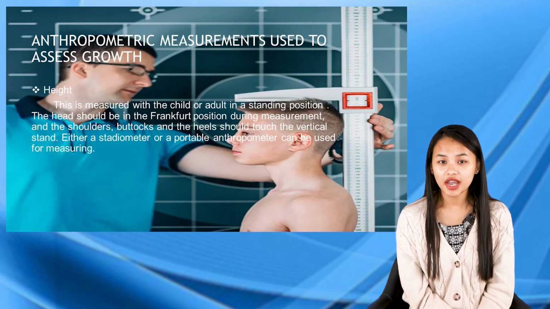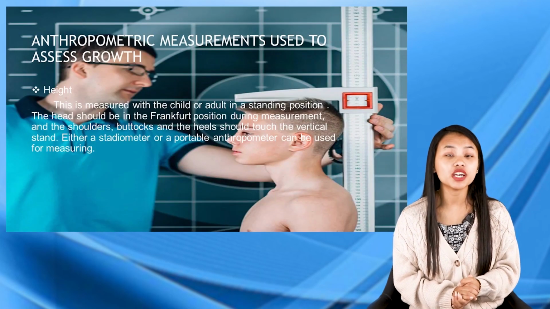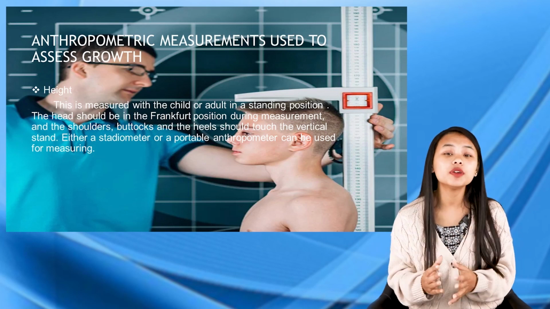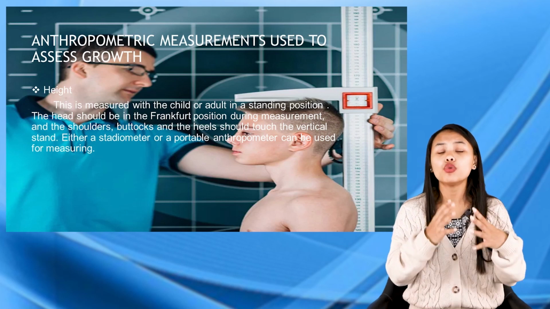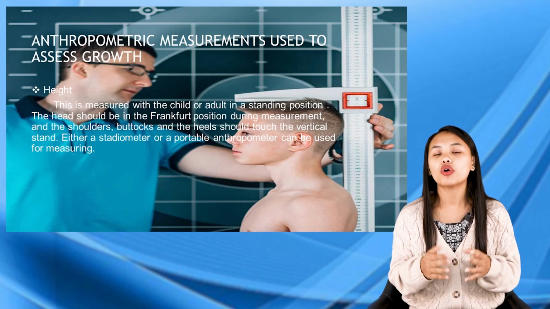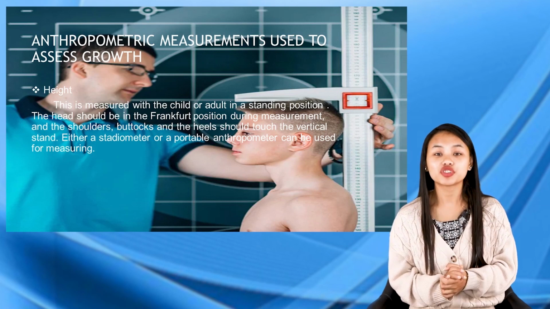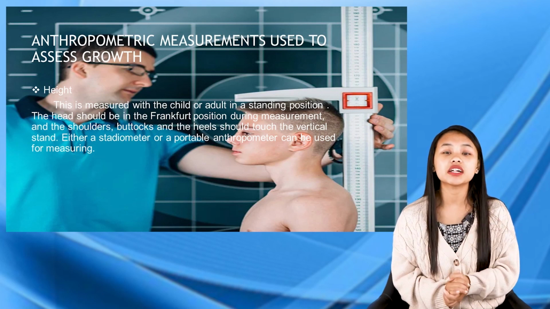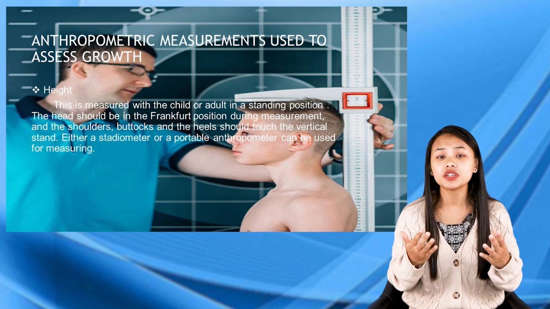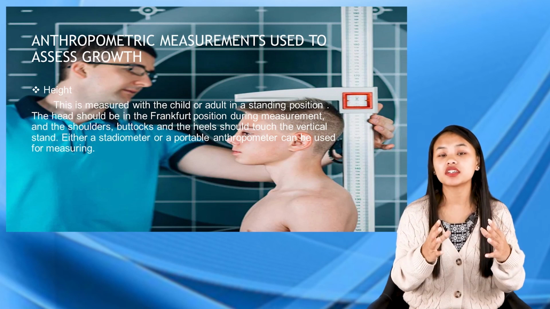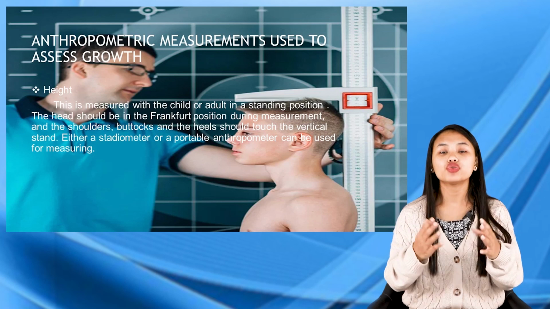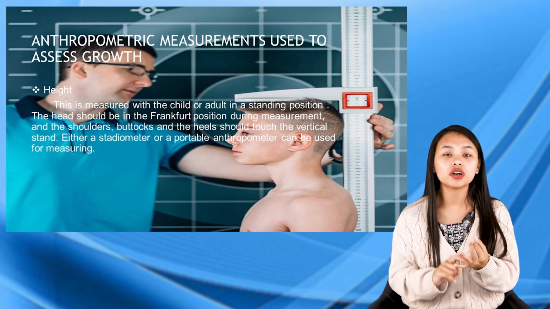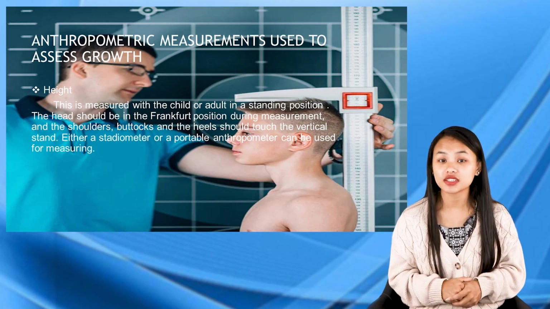And the next one is the height. So here, as I've said, length is only measured for those children who are below 2 years of age. So the height will be measured for those children who are 2 years or more, or even for adults, in a standing position. Here, while measuring this, the head of that particular person must be in a Frankfurt position, which means a position where a line passing from the external ear hole to the lower eyelid is parallel to the floor during the measurement, and the shoulder, buttocks, and heels should touch the vertical stand.